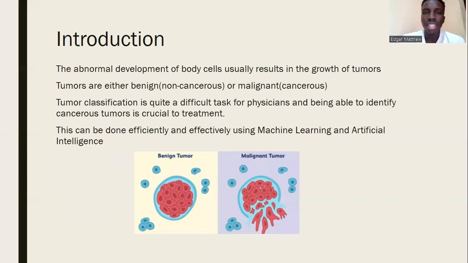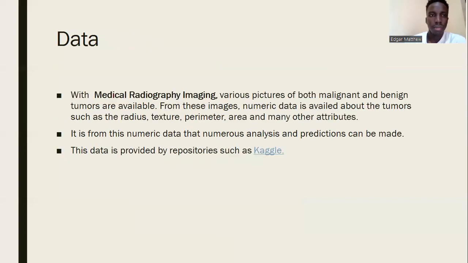So if it can be detected in its early stages, then people can be saved, because cancer is a terminal illness, and being able to detect and cure it early on is beneficial. It can be done efficiently and effectively with machine learning and AI, as we shall see.